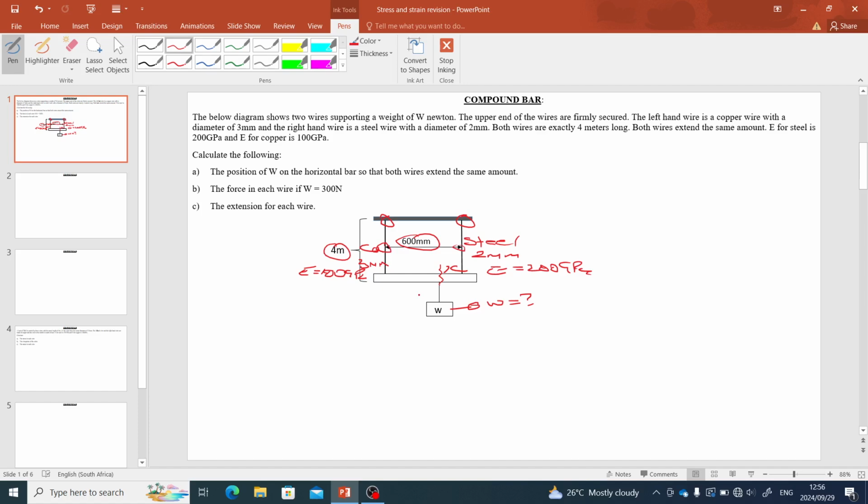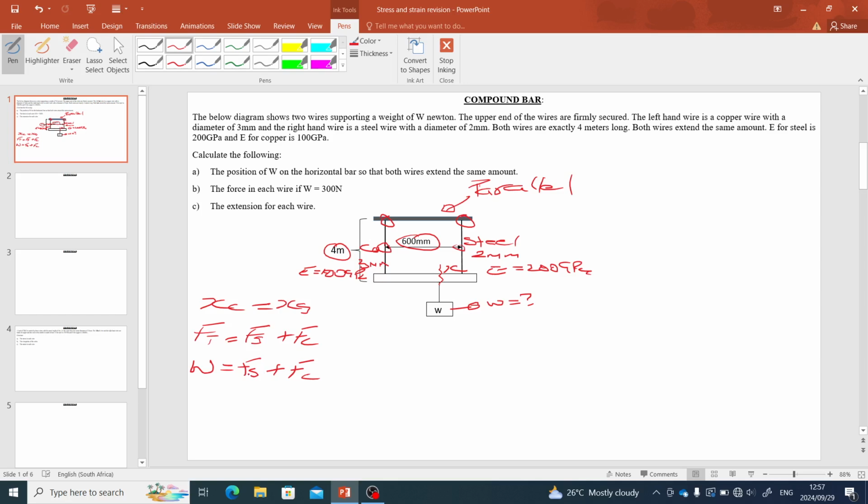Now we have to determine the position. Firstly, it's a parallel connection. What do we know about a parallel connection? We know that XC equals XS, and that the total force equals force S plus force C. In this case, the total force would be our W. That means W equals Fs plus Fc.